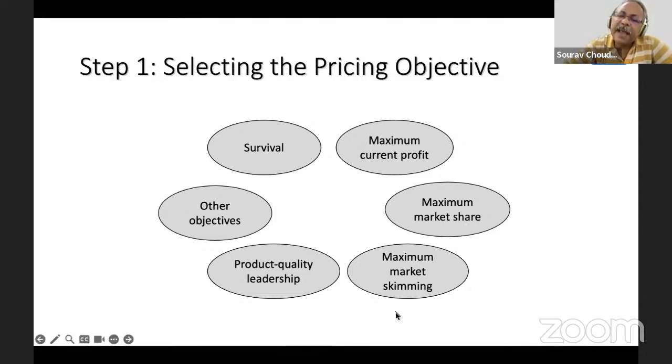Okay. Then maximum market skimming. This is something very typical. Basically, when you launch a new product and you do not have competition at that time, and you are launching a unique product, which, जैसे सौरभ ने बोला, satisfies the needs, wants, demands of the customer uniquely. There is nobody else who can satisfy that.